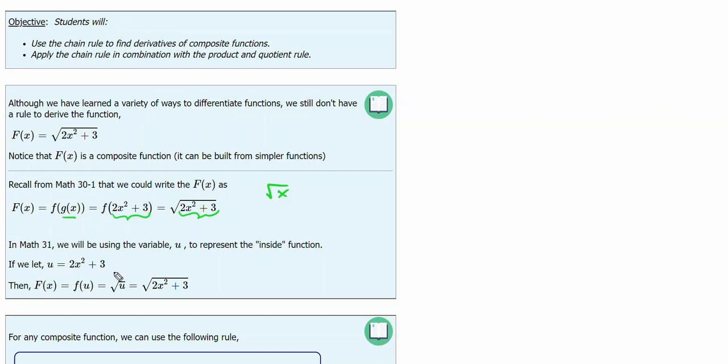Sorry, I kind of got ahead of myself. What we're going to do in Math 31, typically we use the variable u to represent that inside function. So you could say f of x is really going to be f of u, which we know is 2x squared plus 3, which would be the square root of u, or the square root of 2x squared plus 3. And you might be saying, yeah, so what, right? But this u is going to show up in our equation below. So let's go down.